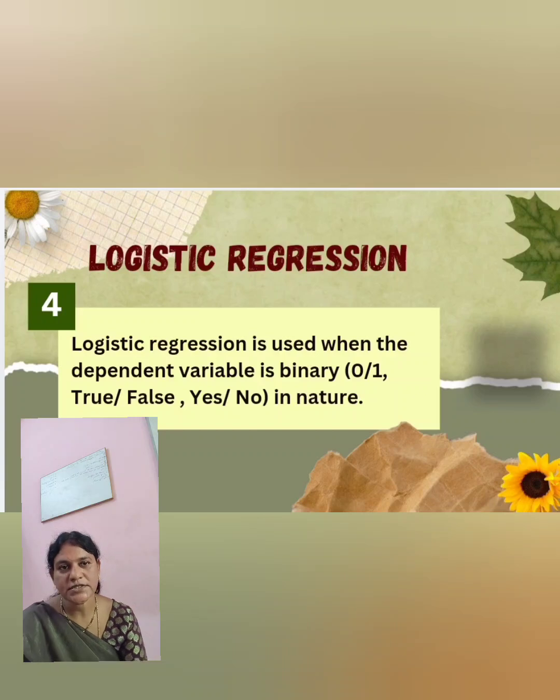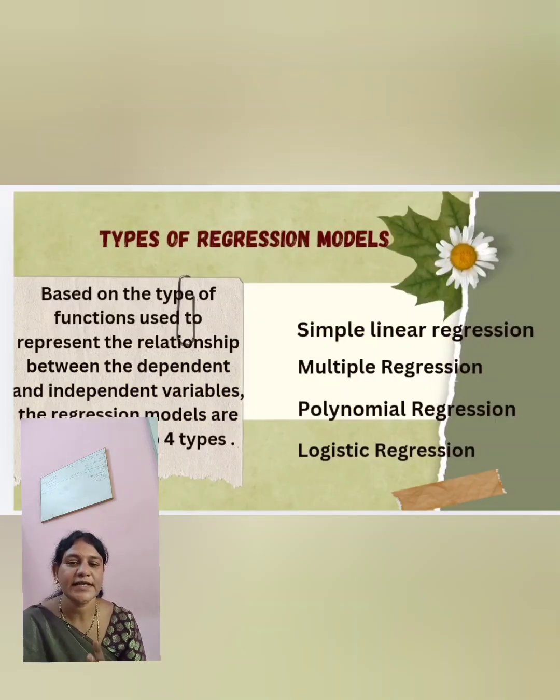Logistic regression is used to predict a dependent variable that is binary in nature, meaning 0 or 1, true or false, yes or no. That is known as logistic regression. Like that, we find the regression value in four types. First is simple linear regression, second multiple regression, third polynomial regression, fourth logistic regression.